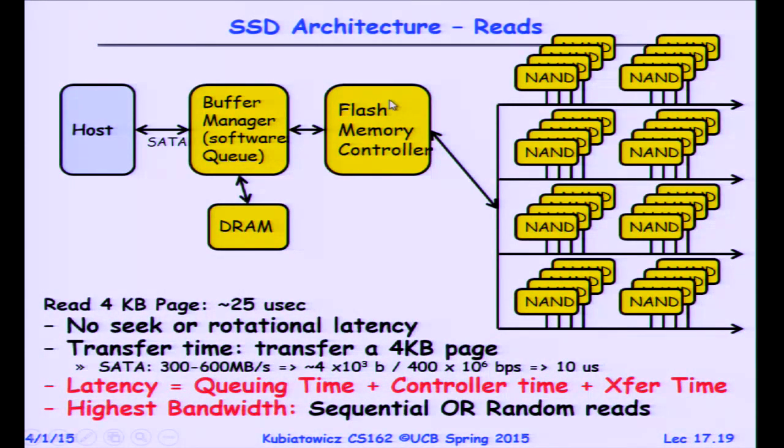So basically, the interesting thing about this is now our latency is really just queuing time plus controller time plus transfer time. There's no longer any of this move the head in, wait for the rotational latency. And the highest bandwidth here is sequential or random.